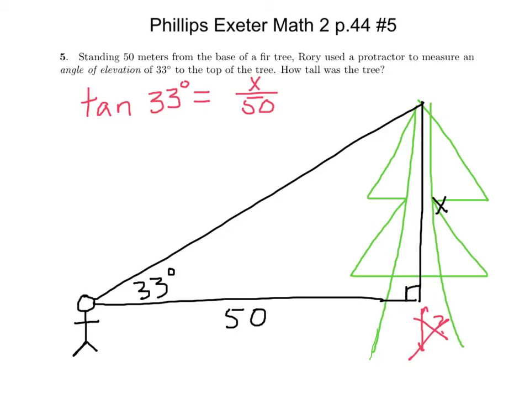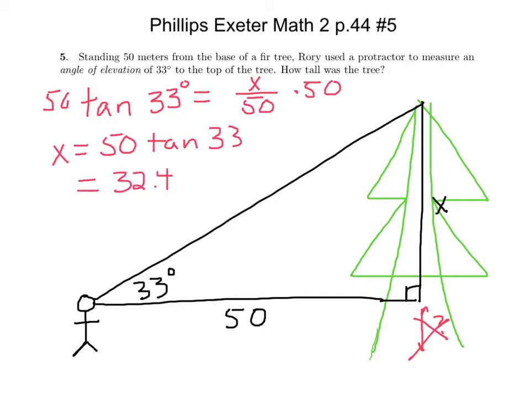Okay, from right here, it's pretty easy algebra. Just multiply both sides by 50. So multiply both sides by 50, and we get x equals 50 times tan 33, which is, anybody? 32.47. And that should be meters, right? Double check to make sure that that sounds like that could work, and it does. Good to go. Questions there?